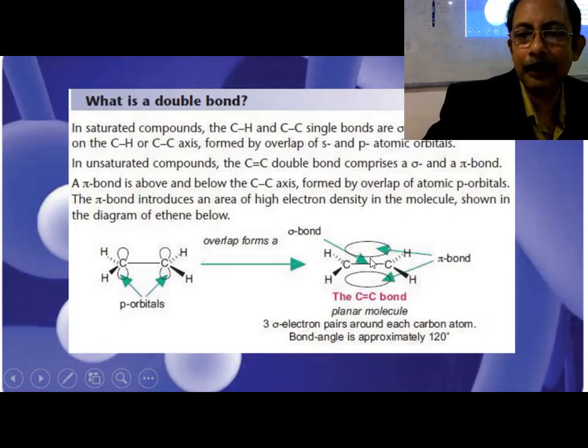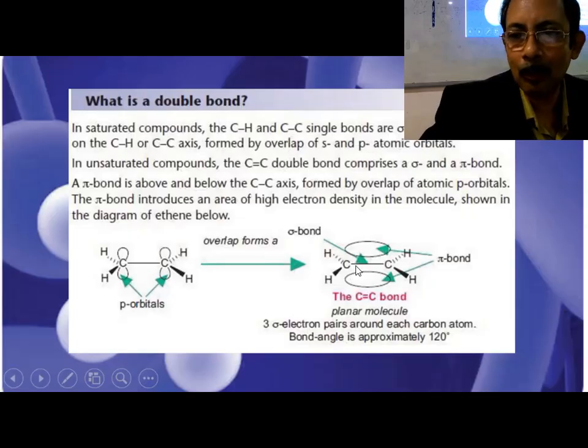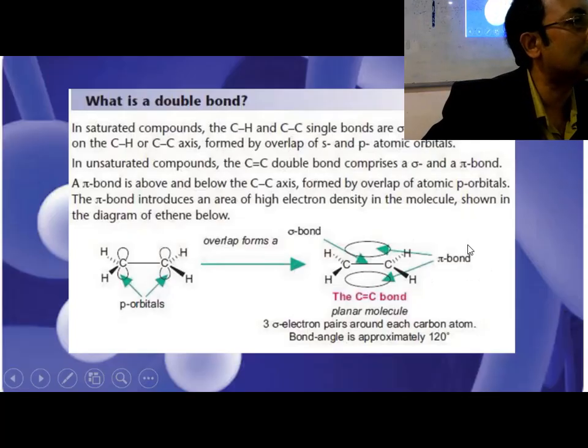And this thing particularly I prefer to tell, that electron density is evenly distributed over here. I use the term very frequently. This is evenly distributed. The charge over here, electron density here, is evenly distributed. Means equally distributed over both the carbons, carbon 1, carbon 2. It's called evenly distributed electron density.